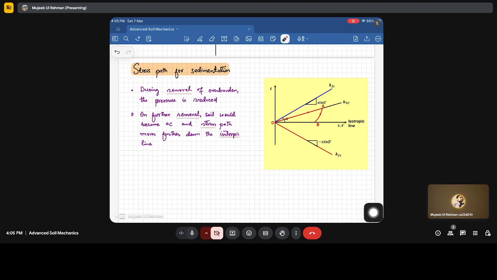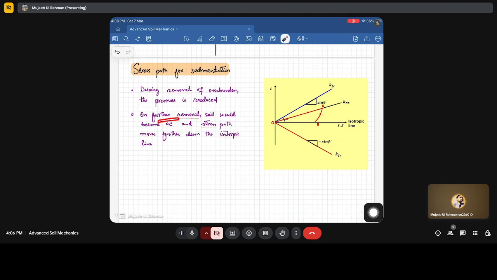Now there can be removal of this overburden. So due to the removal of these layers, the pressure is reduced. And how will it fall? Let's assume OA is the initial state of the soil. Fine. And when the pressure starts to decrease, it will decrease from A to B. For the sedimentation process, the stress path moves from A to B.